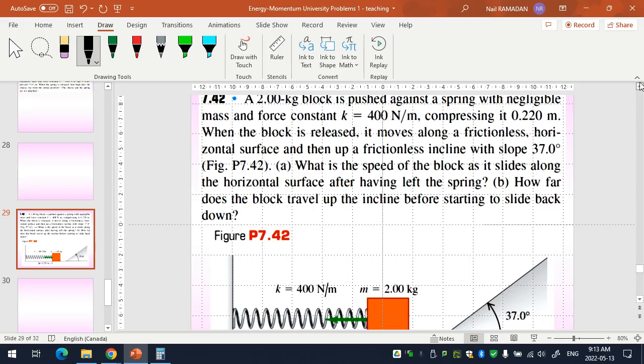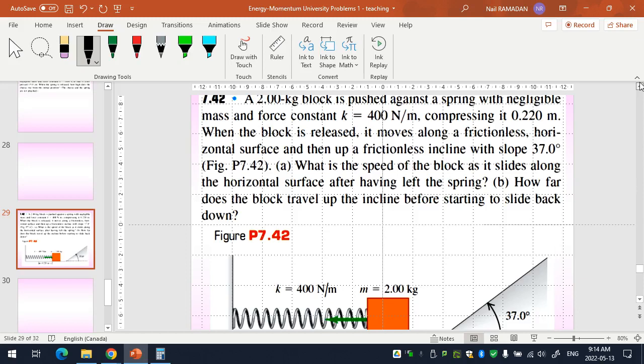The force, again, that's a third name: spring constant, stiffness constant, or force constant. All of them mean the same thing. It's a K, and it's 400 newtons per meter. Compressing it by 0.22 meters. Then you release your hand, which means what's going to happen to the energy inside of the spring? It's going to be released.